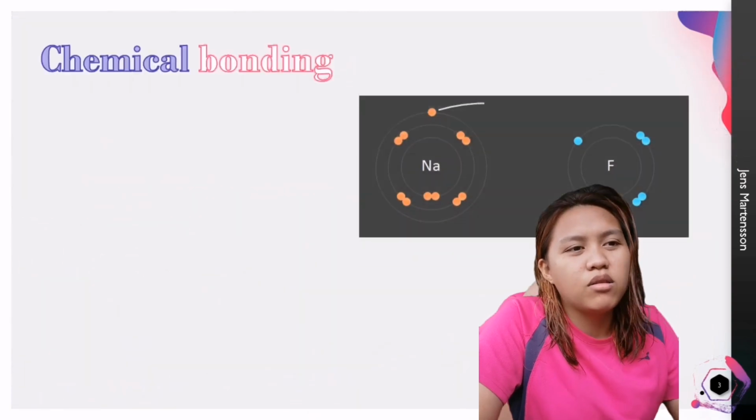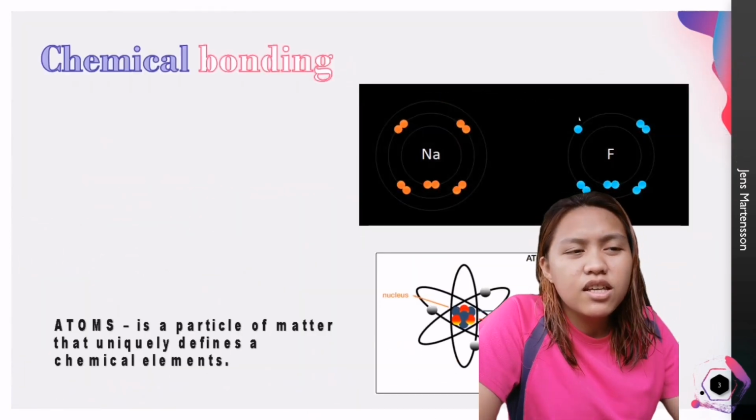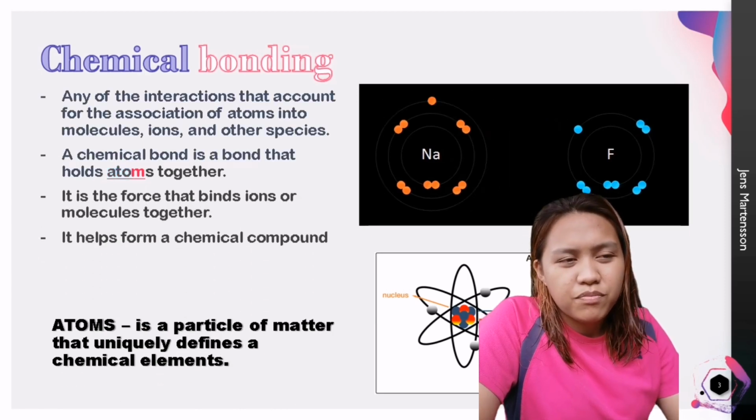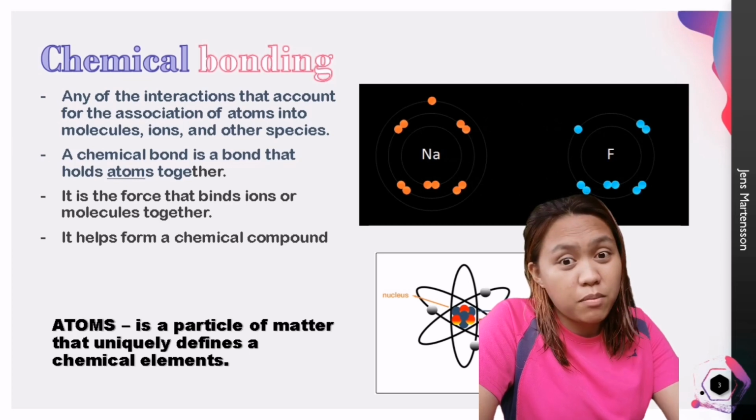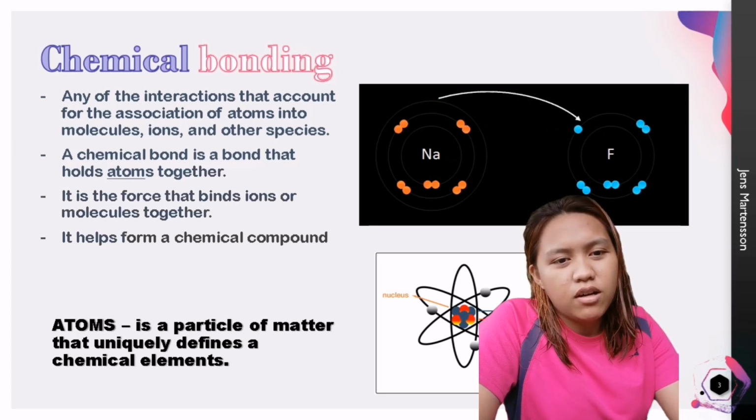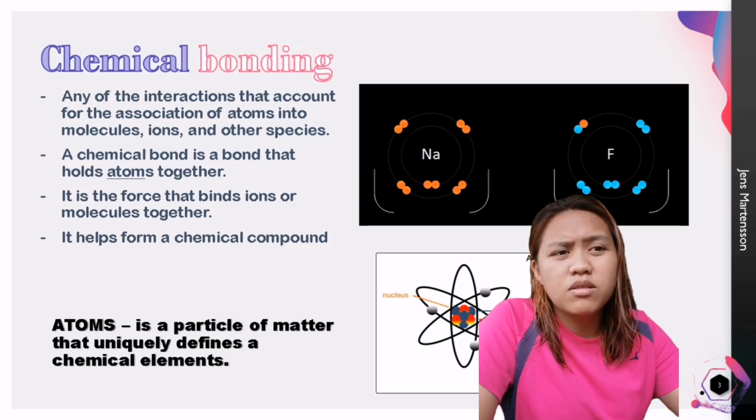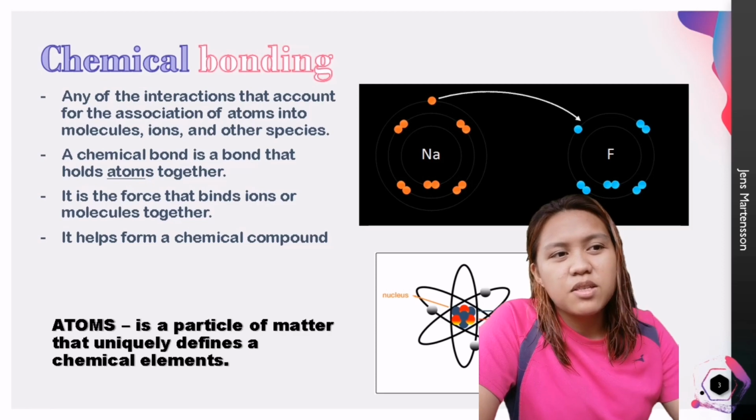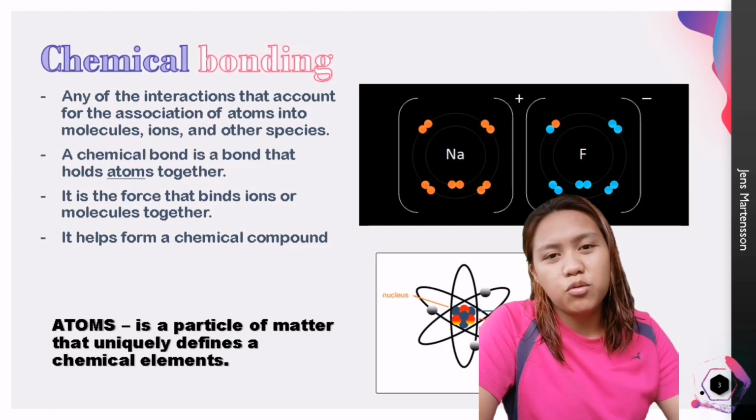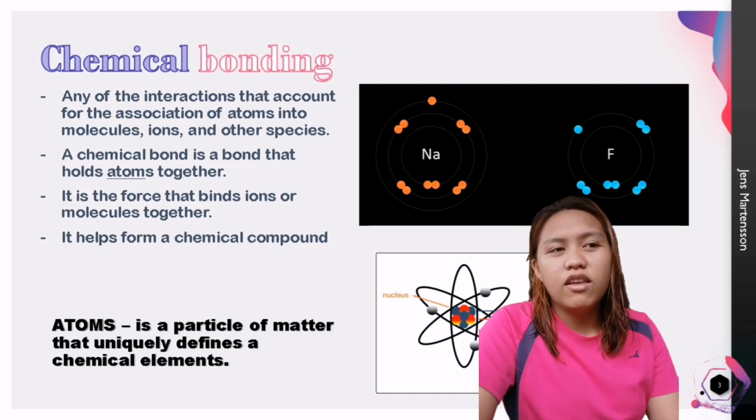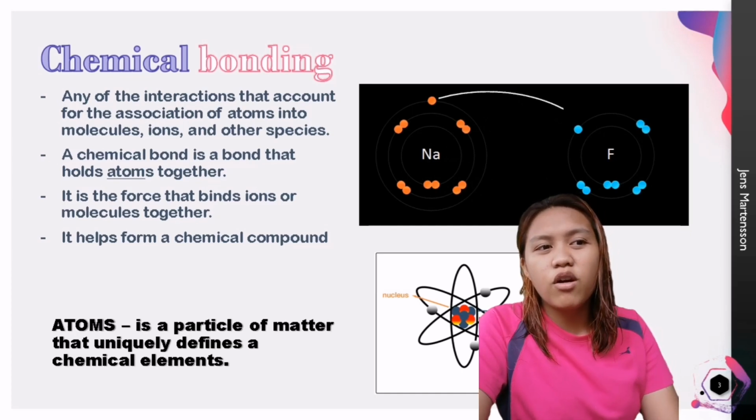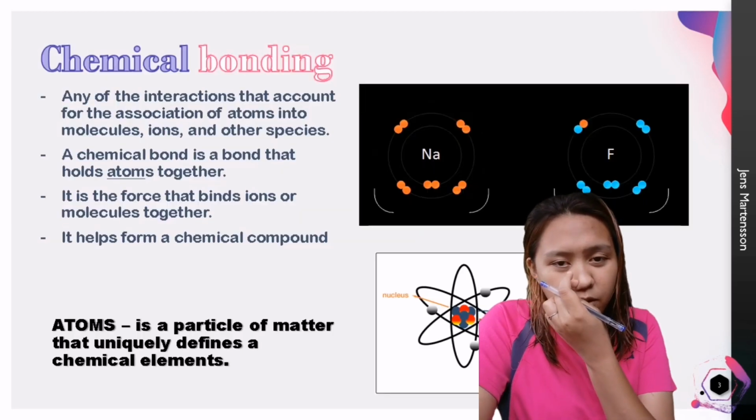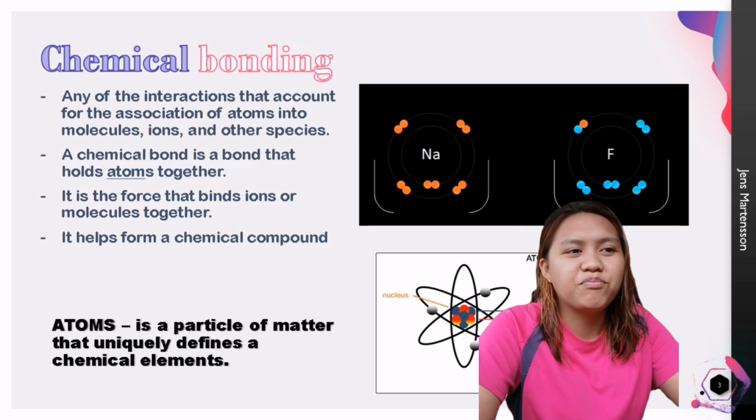A chemical bond is a bond that holds atoms together. It is the force that binds ions or molecules together. It helps form a chemical compound. Chemical bonds are bonds between atoms that are formed during chemical reactions. These bonds allow substances containing two or more atoms to be formed. They are formed by electrostatic forces of attraction between the oppositely charged nuclei and electrons, or by a dipole attraction.